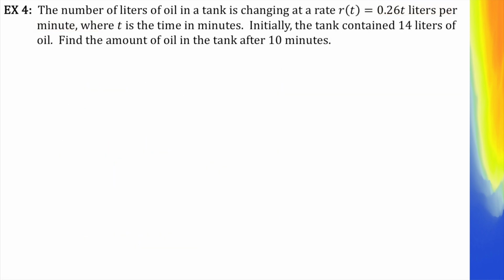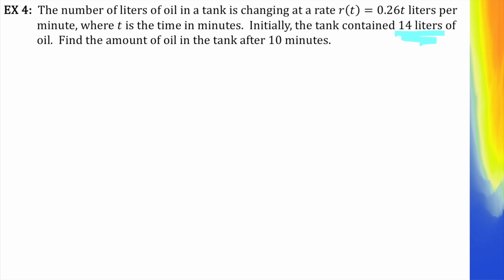Example 4. The number of liters of oil in a tank is changing at a rate of R of t equals 0.26 t liters per minute. So that's some sort of a velocity, where t is the time in minutes. Initially, the tank contains 14 liters of oil, so that's going to be important. Find the amount of oil in the tank after 10 minutes.